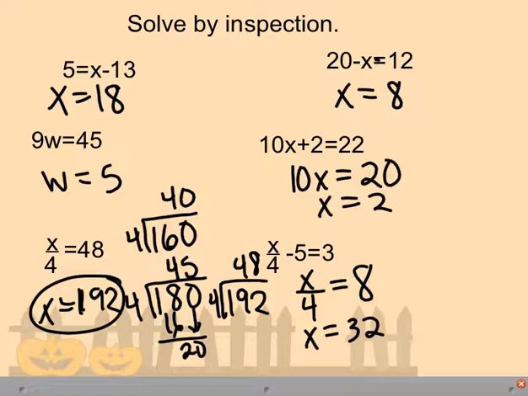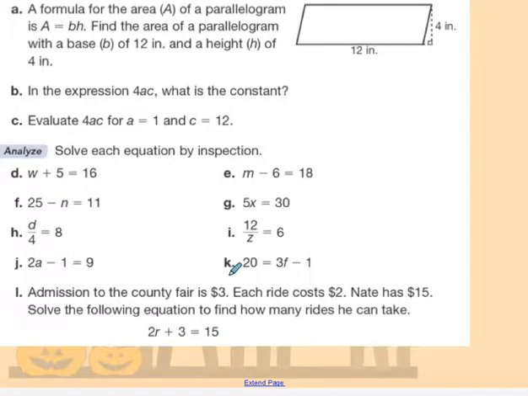So we can logically think through these questions and say to ourselves, almost like a riddle, what do I need here? What is the only logical answer? You can see some other examples where we can logically think about these and solve by inspection. And also you can practice evaluating just by plugging in numbers. 4ac, so 4 times 1 times 12 gets us 48. Things like that. All right, well, I hope this was helpful for your homework and for studying.